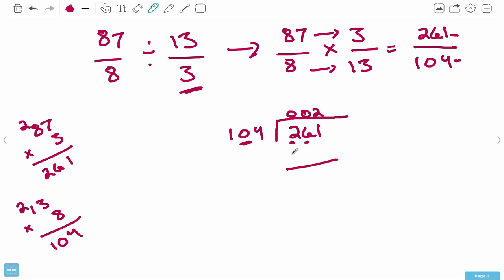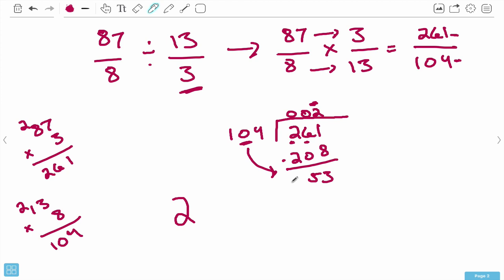So you see how we got that? 104 goes into 261 2 times, and 104 times 2 is 208. So now you subtract them and you have 53. Now 104 obviously can't go into 53, that's too big. So remember, just like the last one, this is now your whole number. So the answer is 2.